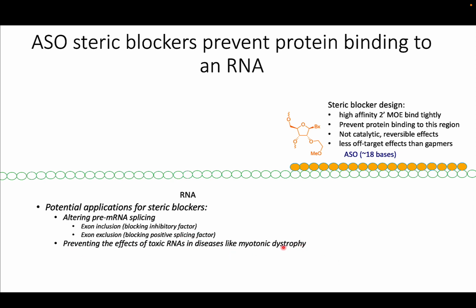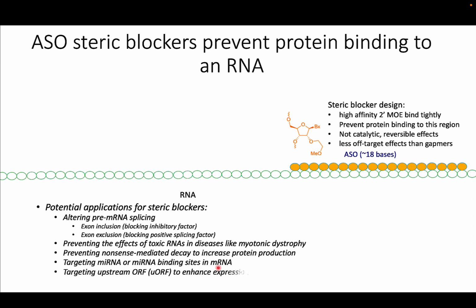Some diseases like myotonic dystrophy are associated with toxic RNAs that bind proteins and disrupt cellular function. If you design a steric blocking ASO to those toxic regions, you may be able to treat those diseases by reversing the effects. These are being used to prevent nonsense-mediated decay of RNAs in some diseases, and this can increase protein production. As well, there are regulatory RNAs, microRNAs, that can suppress gene expression.